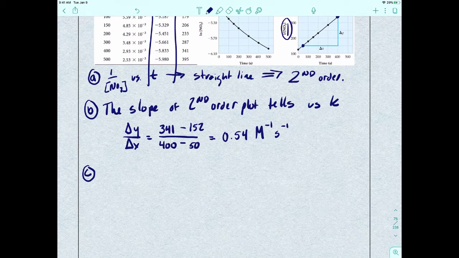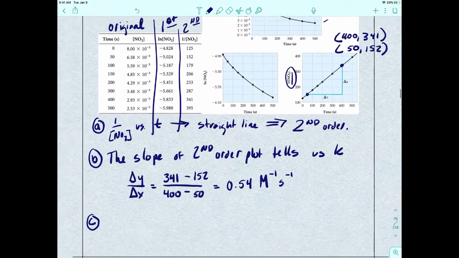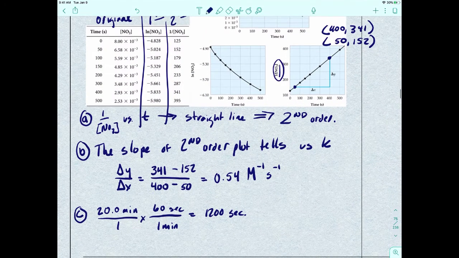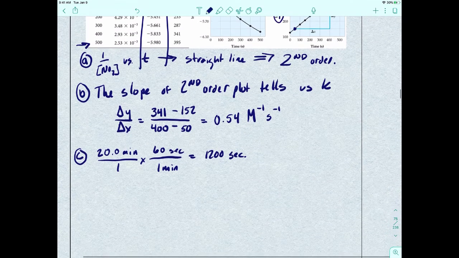Well, first off, we got to know how many seconds, because all the time is given in seconds. We know that we got 20 minutes. So the first thing we need to do is figure out how many seconds this is. If we convert minutes to seconds, 1 minute has 60 seconds in it, 20 times 60 gives us 1,200 seconds. Okay, so that's how much we've got. Now, 1,200 doesn't fall on our table. The highest it goes is 500 seconds. So we got to actually calculate what's the concentration.